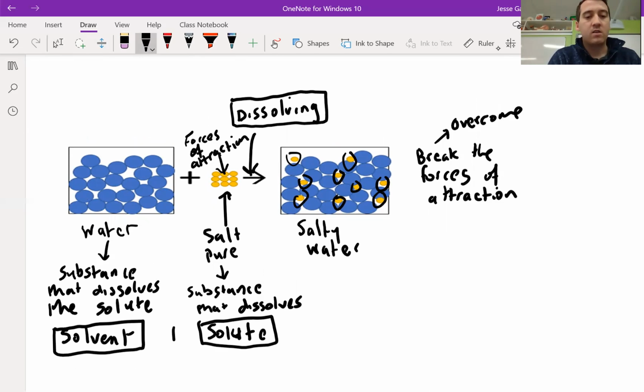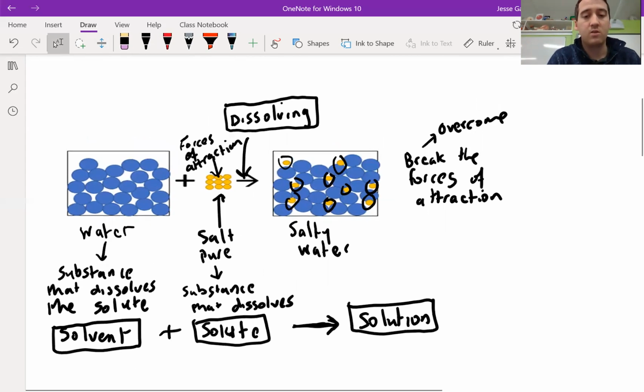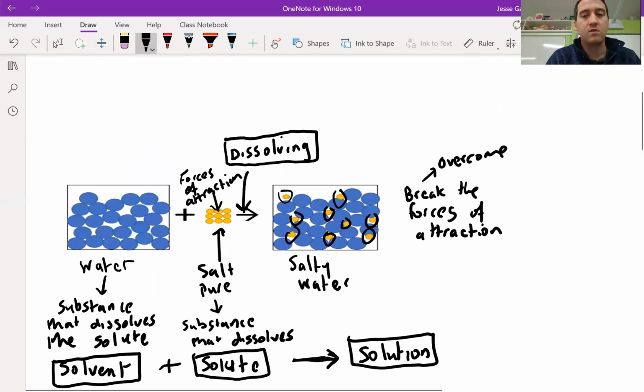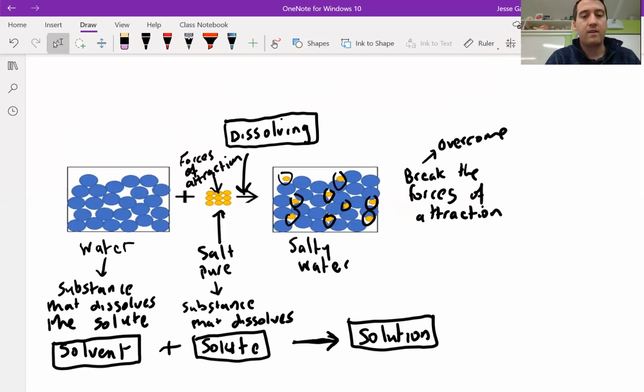When we mix together the solute plus the solvent, we make a mixture. The mixture in this case is called a solution. So the solution in this case is the salty water. A solution is a mixture of a solvent and a solute. So we've made a solution.